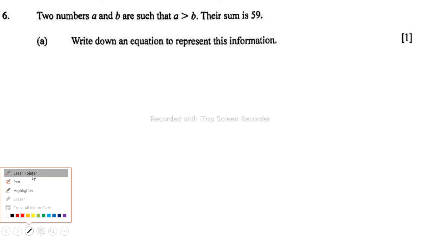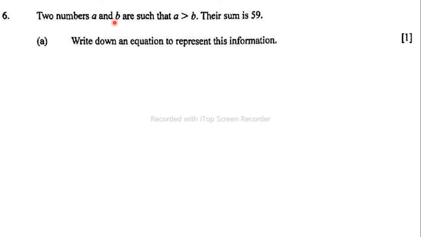All right. Two numbers, A and B, are such that A is bigger than B, and their sum is 59. Write down an equation to represent this information. We have two numbers, call them A and B, and A is always strictly bigger than B, but when you add them up, their sum is 59. Write an expression to represent this information.